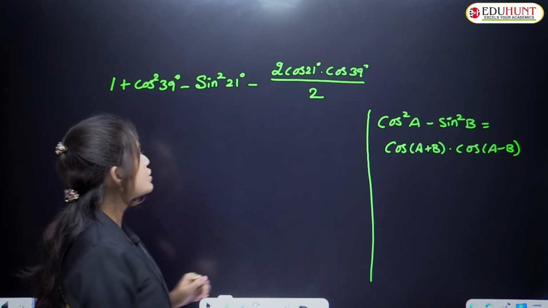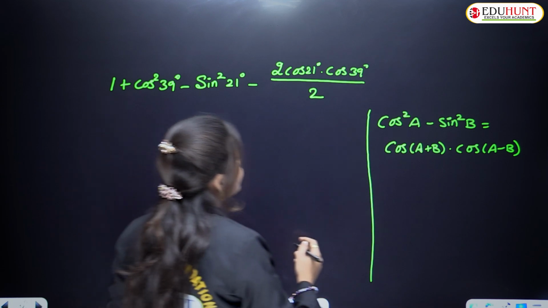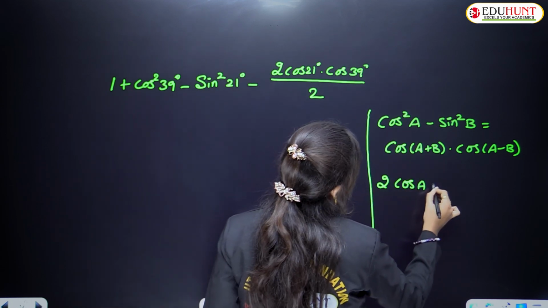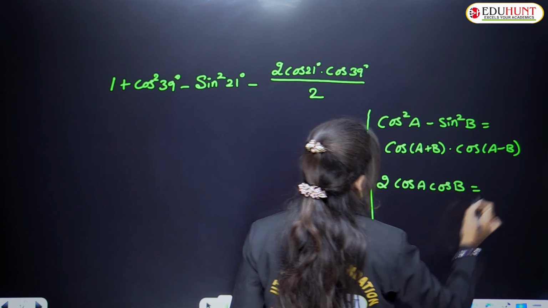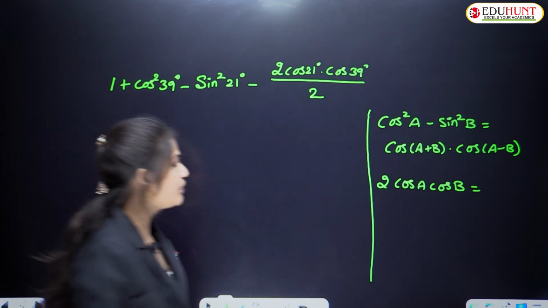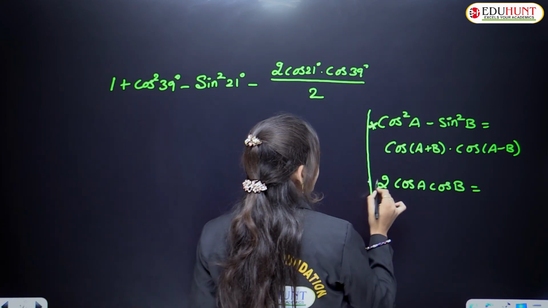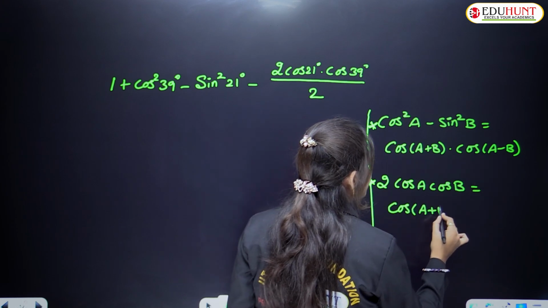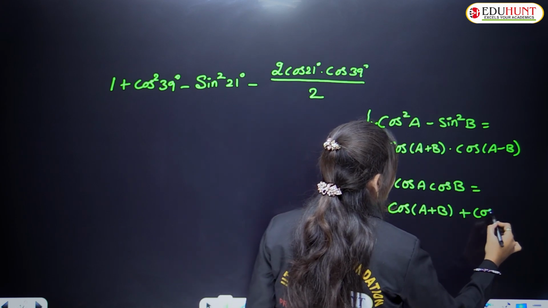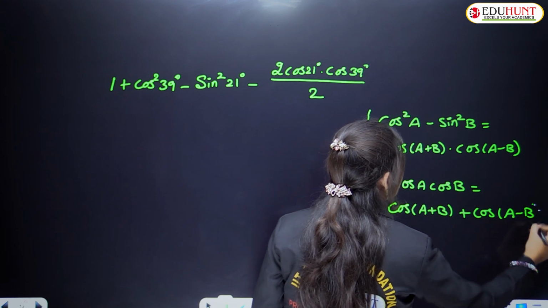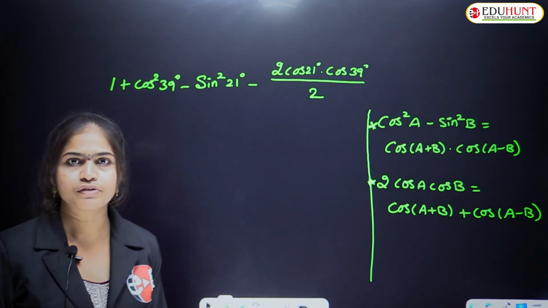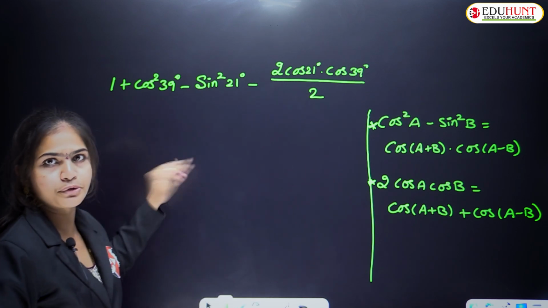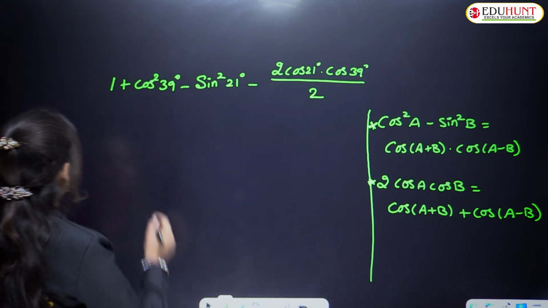Am I clear? So see here. And another formula is there that is related to this one. What is that? 2 cos A cos B. When will we get this? When you add cos of A plus B and cos of A minus B, then you will get it as 2 cos A cos B. Yes or no? That is one of the formulas we discussed in previous classes, no? Okay, so these two formulas we have to use here and simplify that.